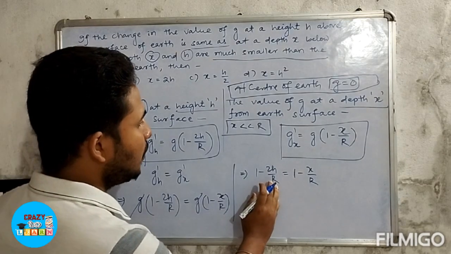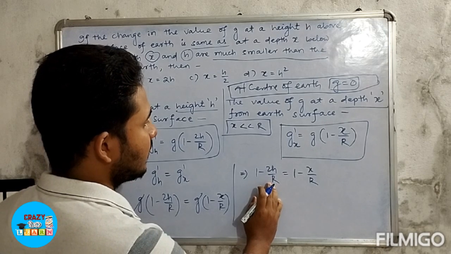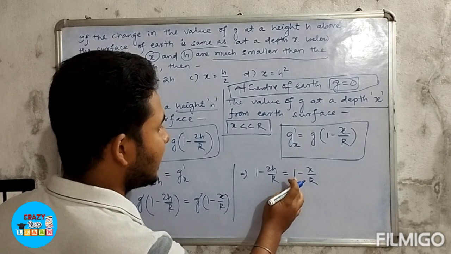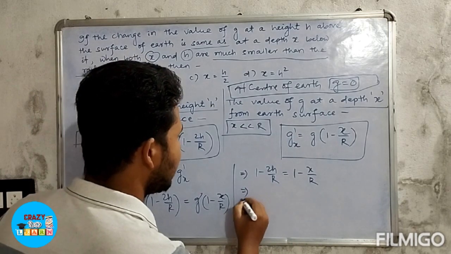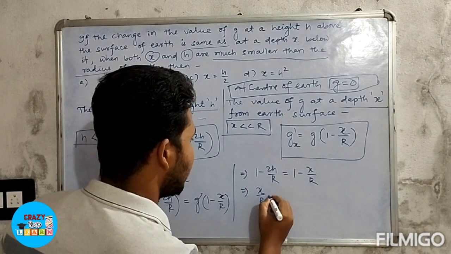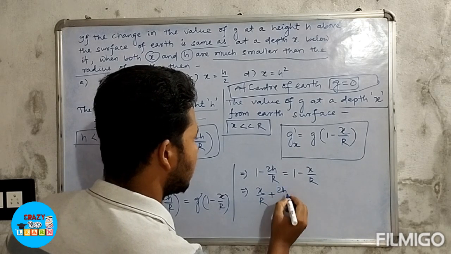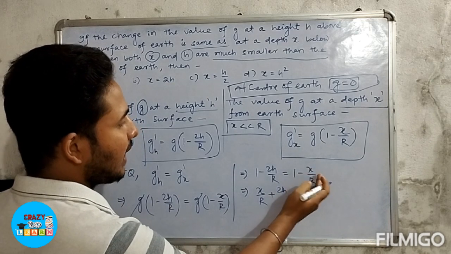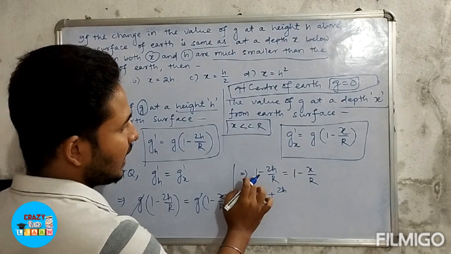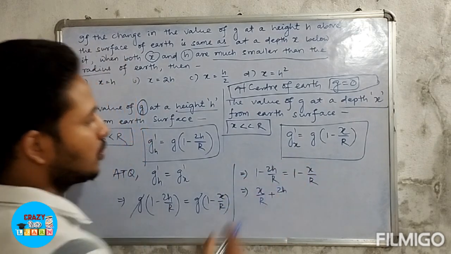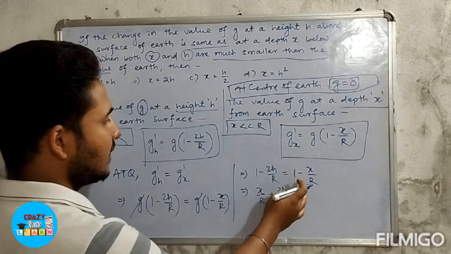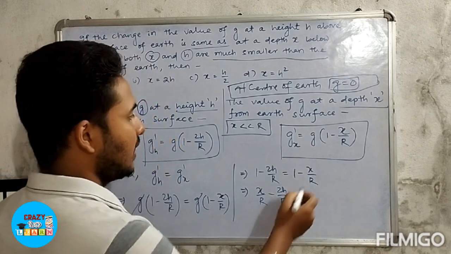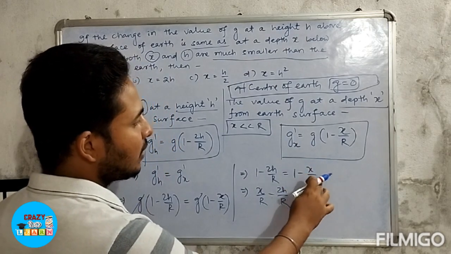So when we take this factor to the right-hand side and this one to the left-hand side, what will you get? Now x by r plus... sorry, you will move minus x by r to the left-hand side and this one to the right side. What will you get? x minus 2h by r. I am moving this minus x by r to the left-hand side.